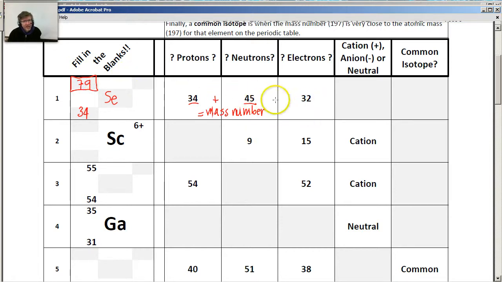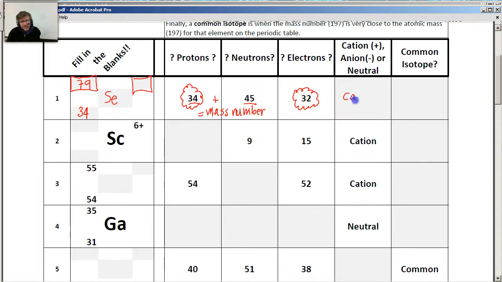Mass number. Okay, now, what's the charge on this atom? There might be a charge, there might not be a charge. It all depends on how the number of protons compares to the number of electrons. So you look at this number 34, that's the number of protons. What's the charge on a proton? Positive. Good. What's the charge on an electron? Negative. Good. So if this atom has more protons than electrons, it has an overall positive charge.